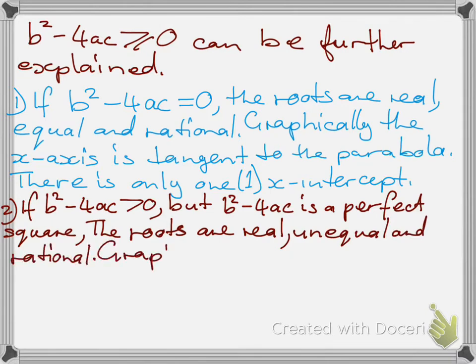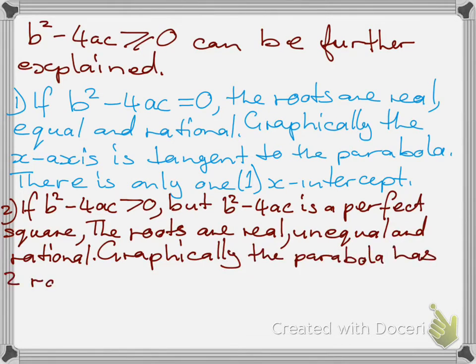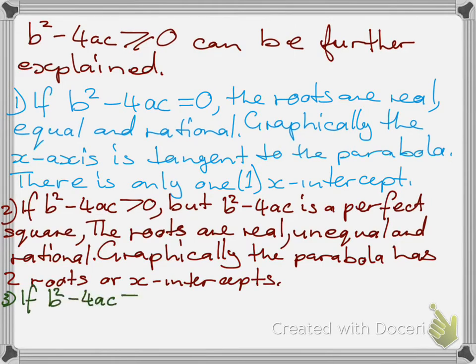And graphically, the parabola will have two different roots. So very important there. And then if your determinant is also greater than 0, but not a perfect square, the roots will be real, unequal, and irrational, right? Graphically, again, there will be two roots or two x-intercepts. So you can see the difference.